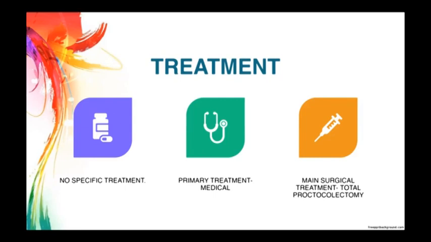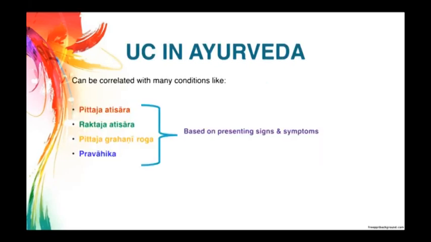Ulcerative colitis in terms of Ayurveda. Depending on the presenting complaints, ulcerative colitis could be related to Pittaja Atisara if diarrhea is predominant, Raktaja Atisara if bloody diarrhea is predominant, Pittaja Grahani Roga if the patient presents with sour belching, weight loss, abdominal pain and discomfort, chest or heartburn when on an empty stomach, with or without loose stools, and Pravahika if tenesmus and urgency is predominant, also associated with diarrhea.